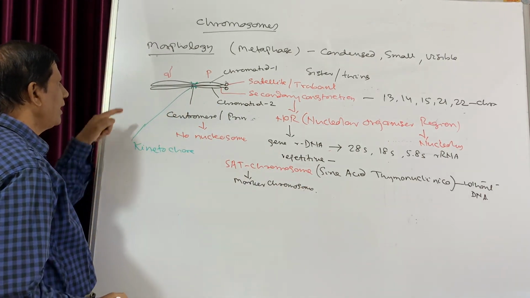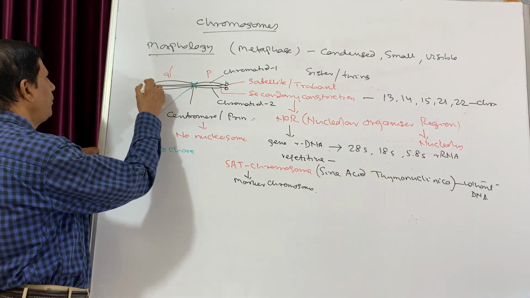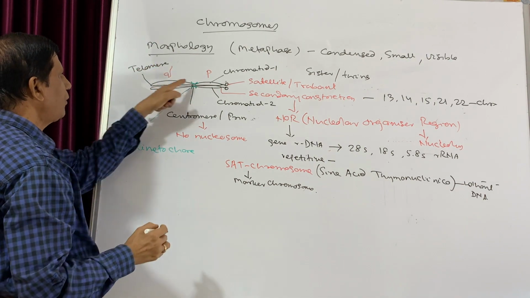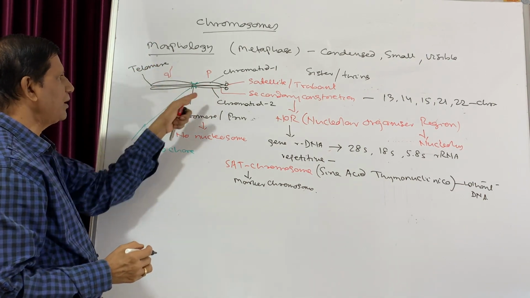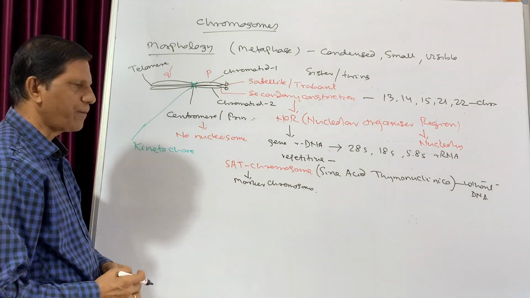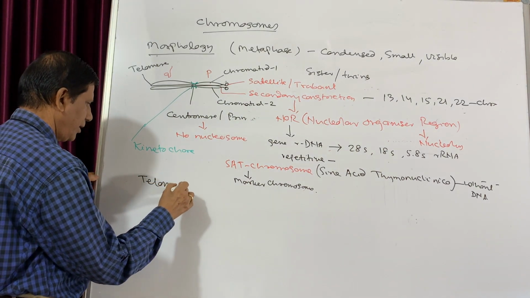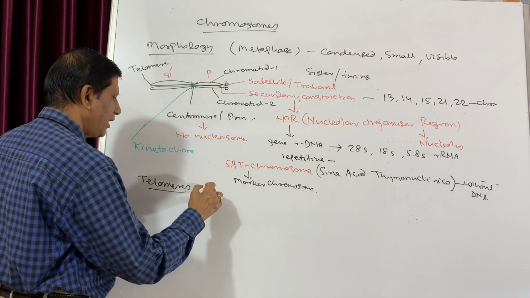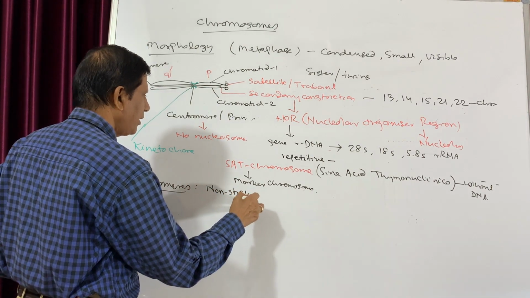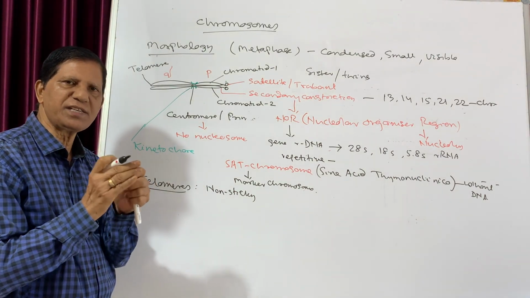Then the tips of the chromosomes are known as telomeres. One chromatid has 2 telomeres, that means the entire chromosome has 4 telomeres: this side 2 and that side 2 telomeres. Now the telomeres are usually non-sticky. That means they do not allow attachment between different chromosomes, so that each chromosome keeps its identity.